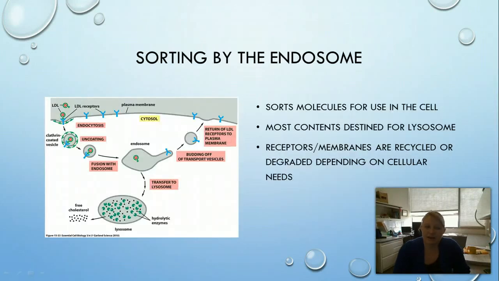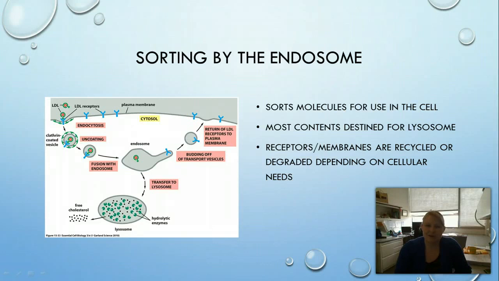And so, as I said, after it gets brought in, it gets sent to the endosome for sorting. This sorts the molecules in the cell. It determines where they need to go and what they need to do. Most of the contents are going to go to the lysosome. Do you remember why they're going to go to the lysosome? Well, we'll answer that question in just a second.